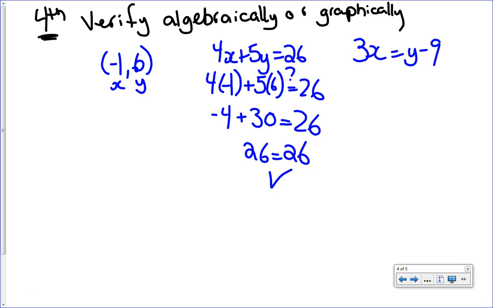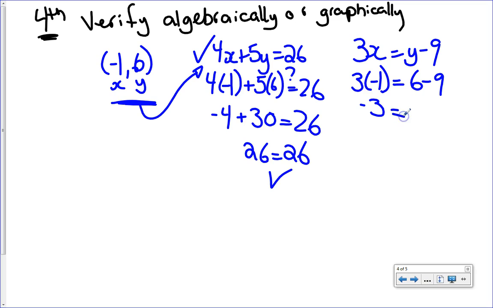Remember, that means that this point, (-1, 6), is on that line. Now let's check our other equation to make sure that point is on the line. If that point is not on the line, it can't be the point of intersection. So I would go 3 times -1 equals 6 minus 9. So -3 equals 6 minus 9, which is also -3. So that is good. That also means this point, (-1, 6), is on this line. So we know 100% sure we did our substitution correctly.